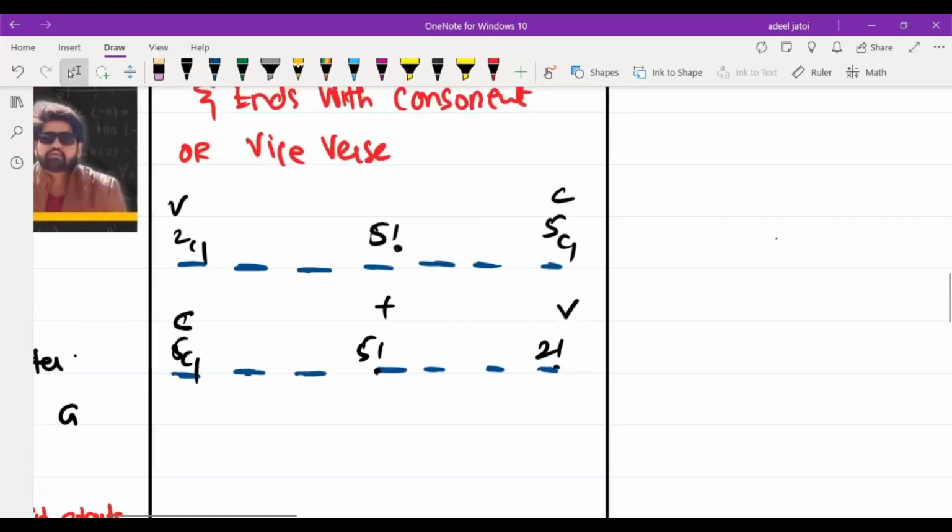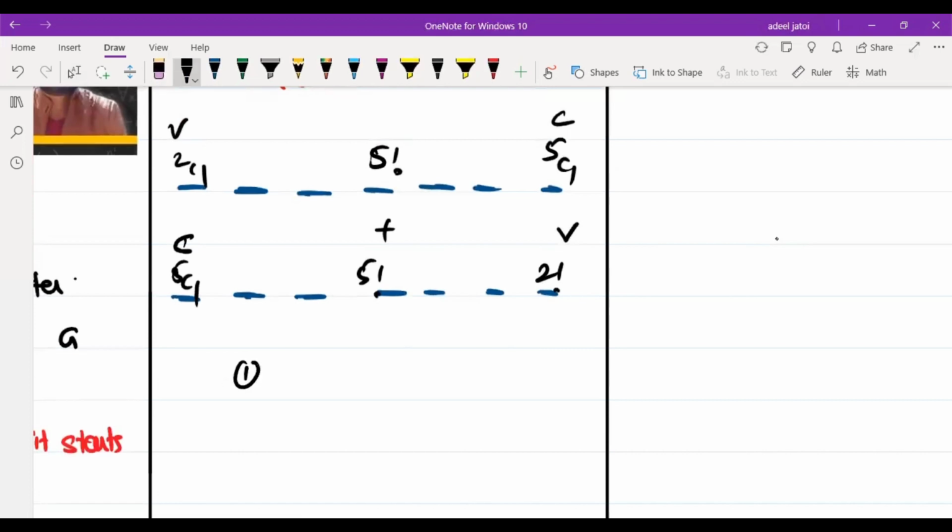If you see, the answer for this was 1200. So option number 1 was 1200, option number 2 was 1200. So the answer is 2400 ways.